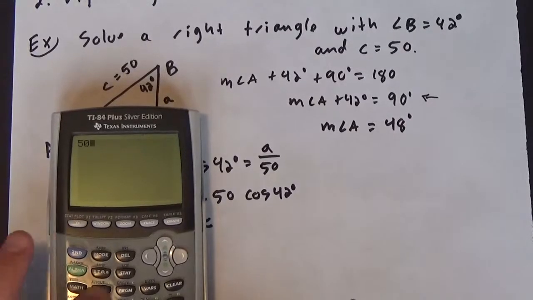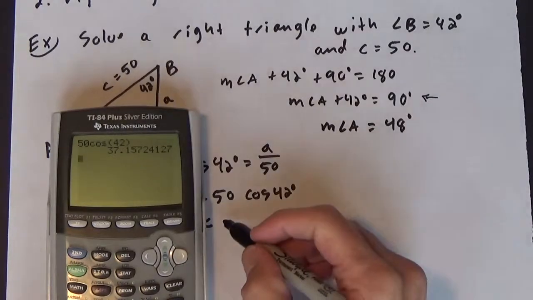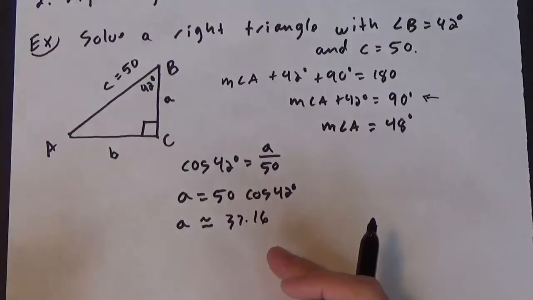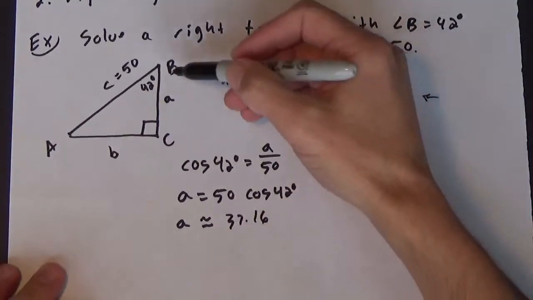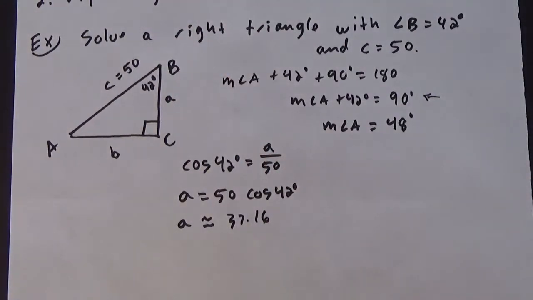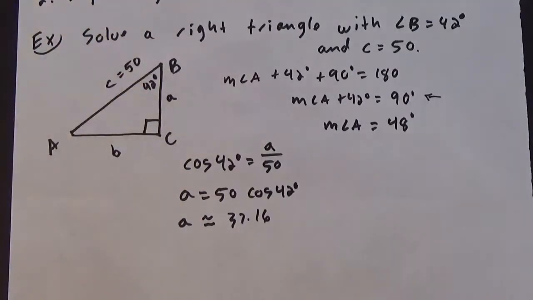50 times the cosine of 42 is 37.16. Excellent. Okay, so we're starting to get our parts of the triangle. Now we need C. Or I mean B, I'm sorry. Okay, now again, we got to go back to the original information.